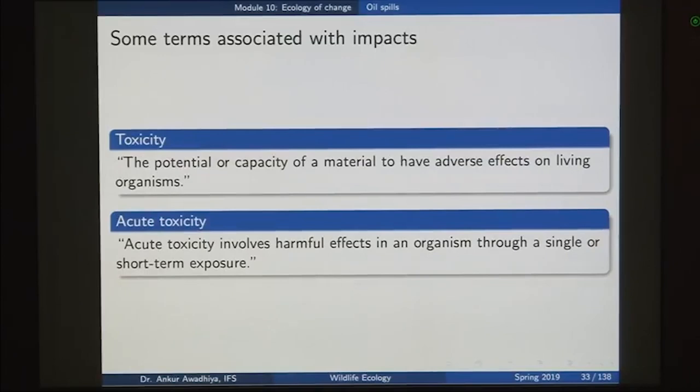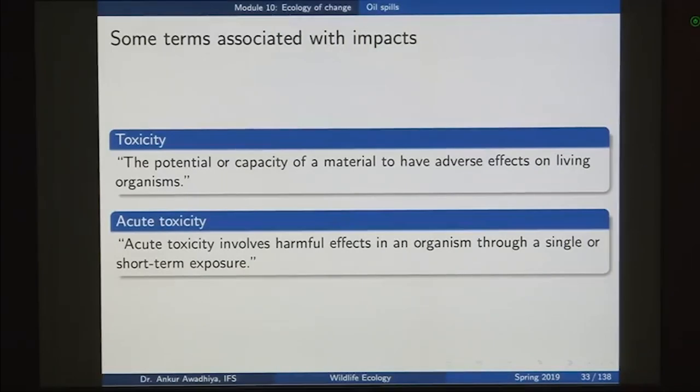The other term is toxicity. So toxicity is the potential or capacity of a material to have adverse effects on living organisms. So when we say that there could be some toxic components in the oil, it means that there are some components in the oil that will be able to produce adverse impacts or negative impacts on the living organisms. Now, toxicity is divided into acute toxicity and chronic toxicity.